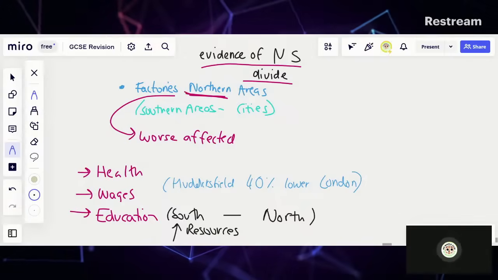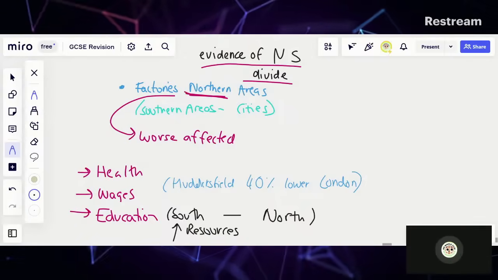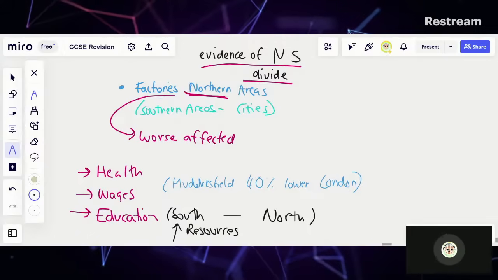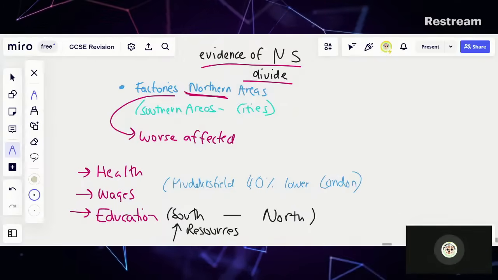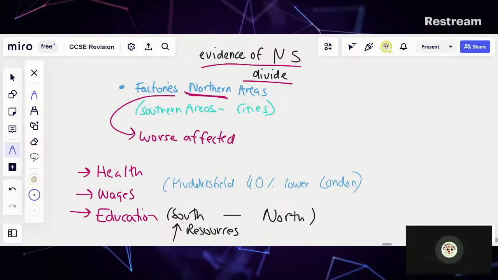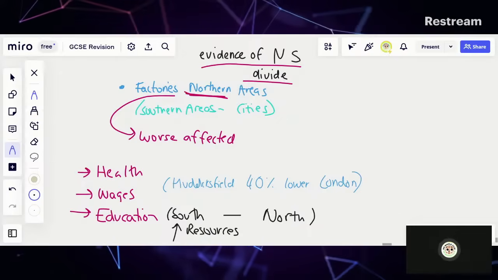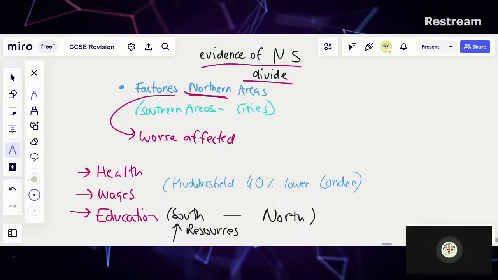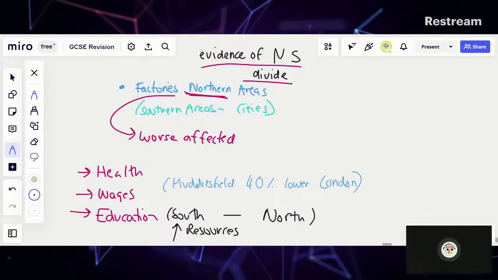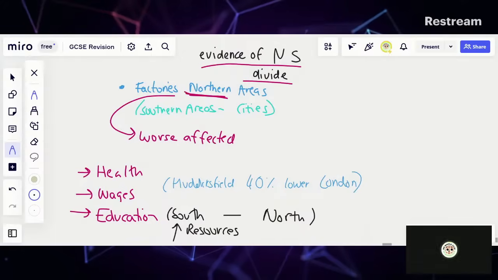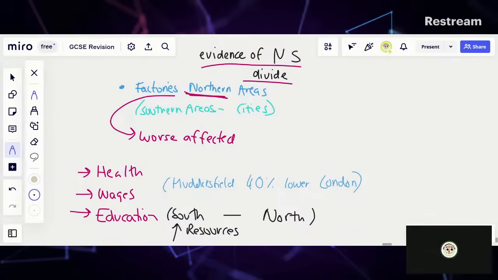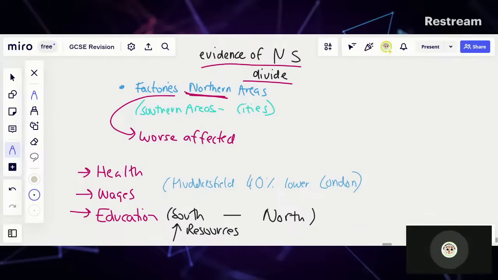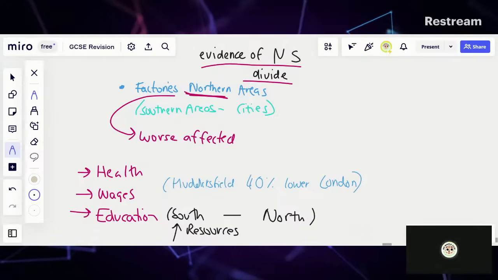Now, although we're talking about the evidence of the north-south divide in health, in wages, in education, it is important to say that sometimes there are exceptions, like in wealthy areas in the north, and there are southern areas that are deprived. But most of the UK follows this trend that there's actually worse health, worse wages, and worse education in the northern areas. Now, just moving on to the last part of this topic before we can move on to topic 2C.